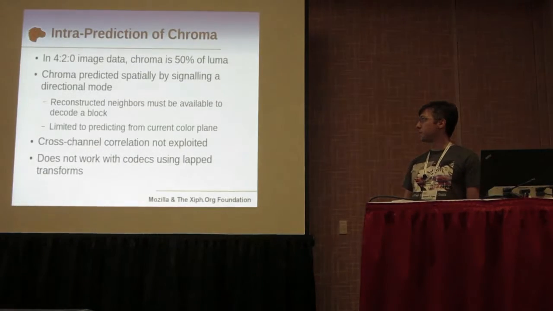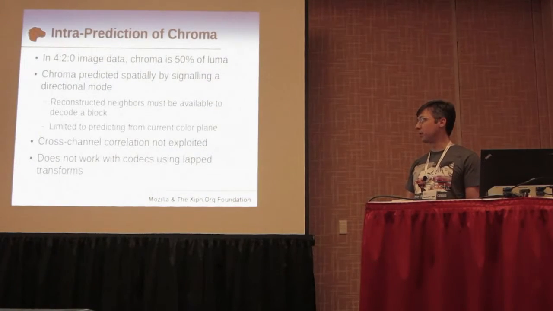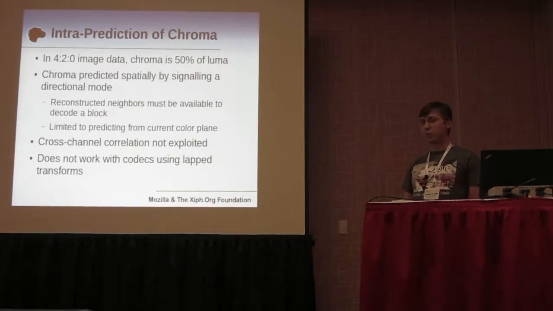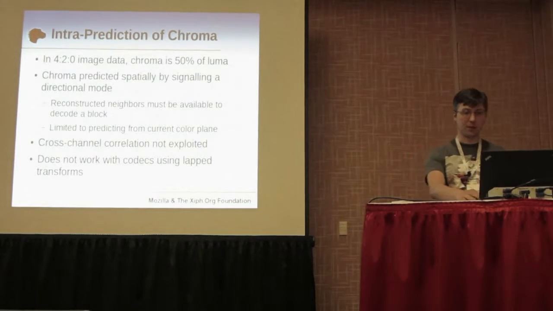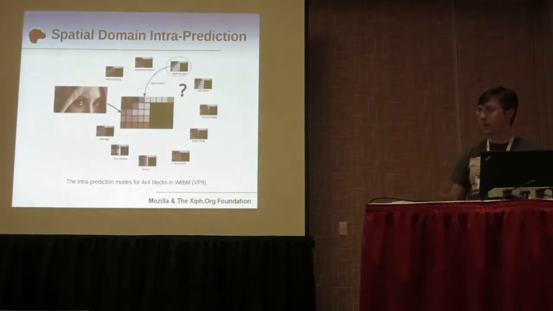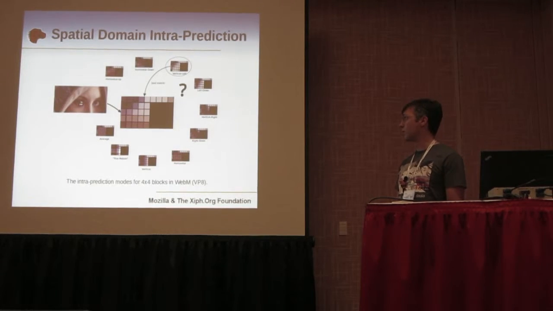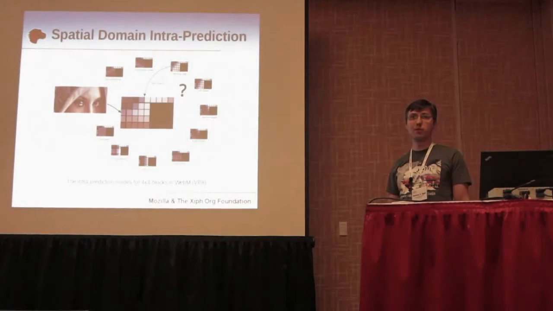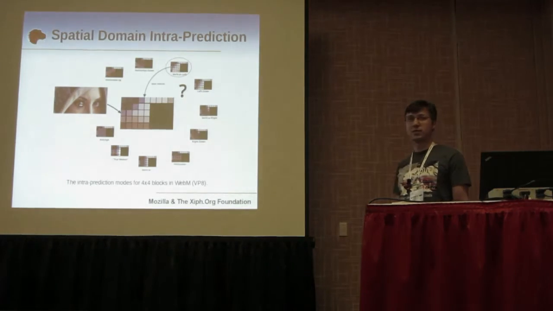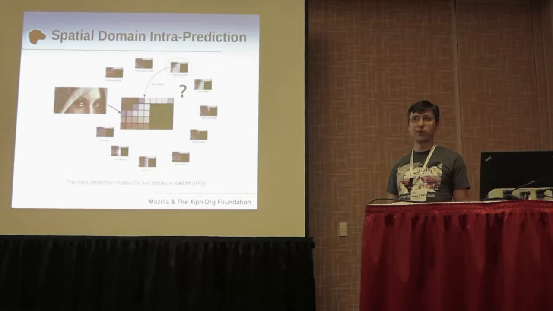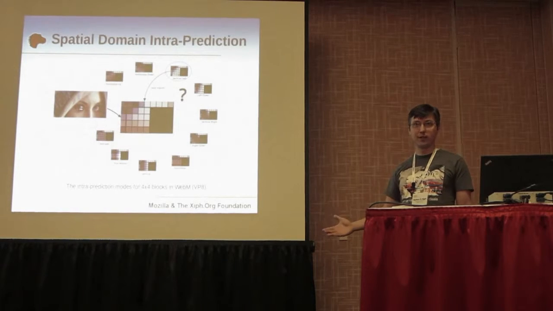We also have the restriction that forces us to have the neighbors already decoded, so it doesn't work when we have a codec that uses lapped transforms, and it doesn't exploit cross-channel correlation, which is something I'll come to later in the talk. So I'm sure you're all familiar with this. This is just how spatial domain prediction works. Using a 1 pixel border of your neighbors, you can select the mode that best extends that edge so that it matches the image you'd like to code. Many video codecs do this in both the Luma plane and the Chroma planes.